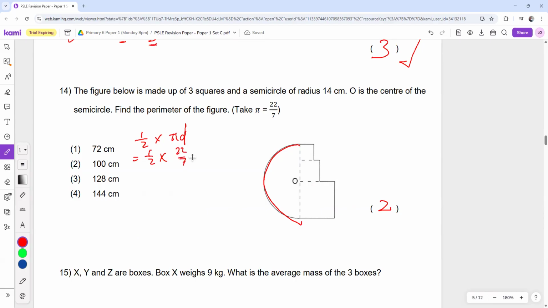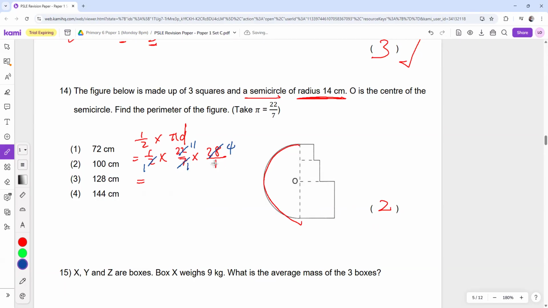Pi is a fraction. What's the diameter of this semicircle? The semicircle has a radius. You take the radius, you need to times 2. Radius times 2 will give you diameter. And no calculator, you will have to change all into fractions. Then cancel. So divide by 2, divide by 2. And then you can only cancel two numbers at one time. 7 divided by 7, 28 divided by 7.